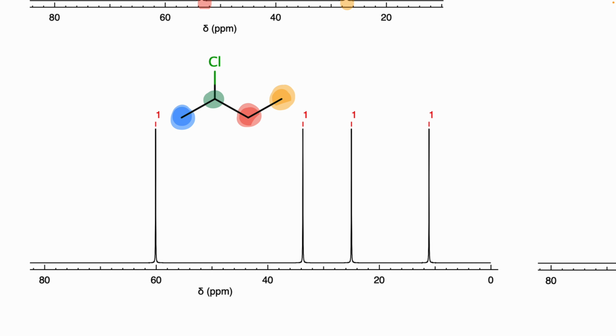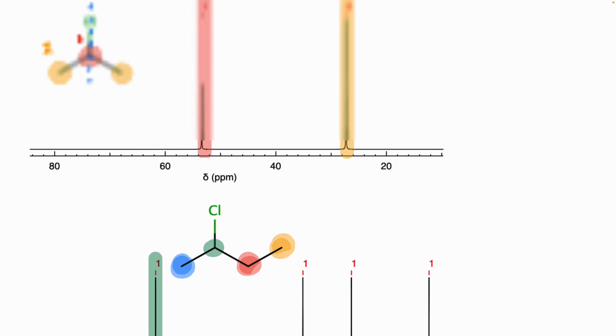Cool. And then this is the only one that we can really assign easily. When we get more advanced, we might be able to assign these ones here. But this one, all the way downfield, we know must correspond to that carbon with my chlorine bound to it.